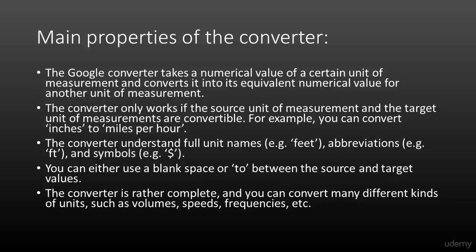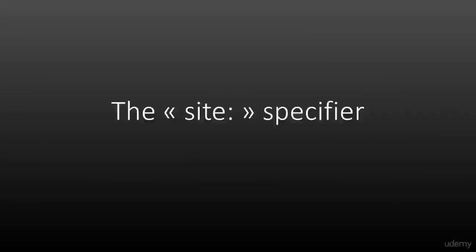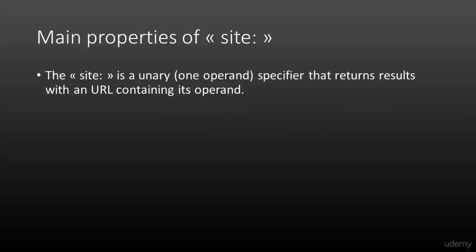Thanks for having watched this lecture on the Google Converter. Welcome to the section on the site specifier. The site specifier is a unary specifier. It takes one operand. What it does is that it returns results that have a URL that contains its operand.